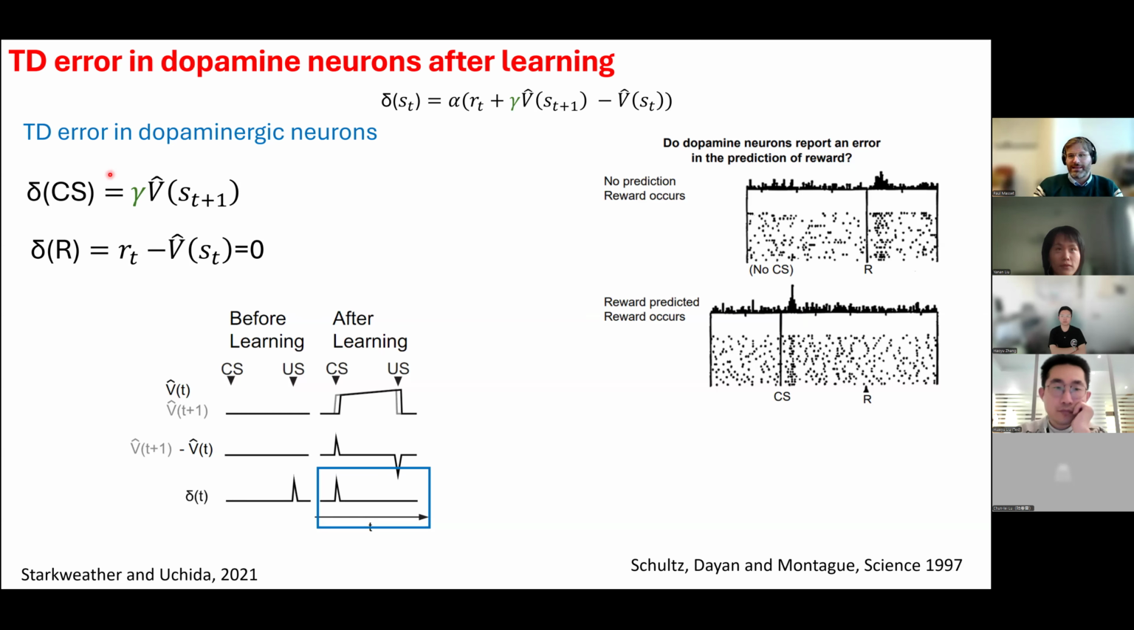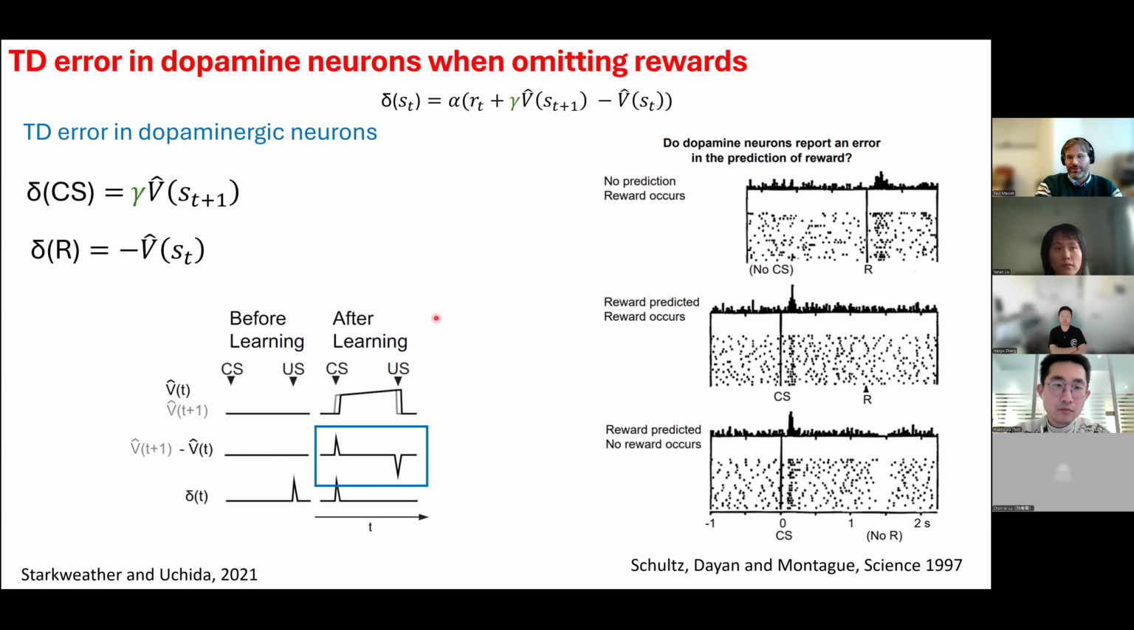Instead, the response is moved to the first time that you can predict the reward, which is the time of the conditioned stimulus, the cue that was predicting the reward. At that time you have a response, because once that cue arrives, it predicts the future reward. There's value at that state because it's a state that predicts a future reward, and that value is the discounted version of the actual value that you receive at the time of the reward.